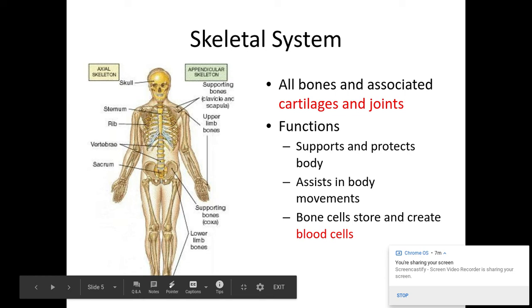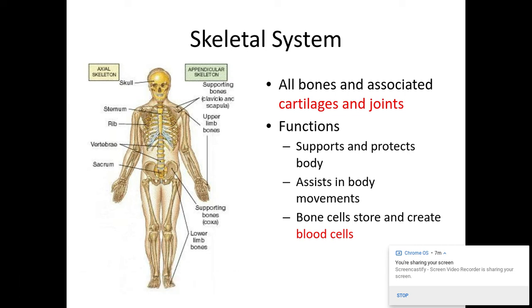But the function of the skeletal system is to support, and obviously protect your body. You have your rib cage that protects your organs. You have your pelvic bone that's protecting your reproductive tract. You have your vertebrae protecting your spinal cord. Obviously, it also allows for body movements. You need muscles for you to have the ability to walk, that sort of thing. And then you also have cells in the bones, and these help to create blood cells. So your red blood cells are coming from your bone marrow.